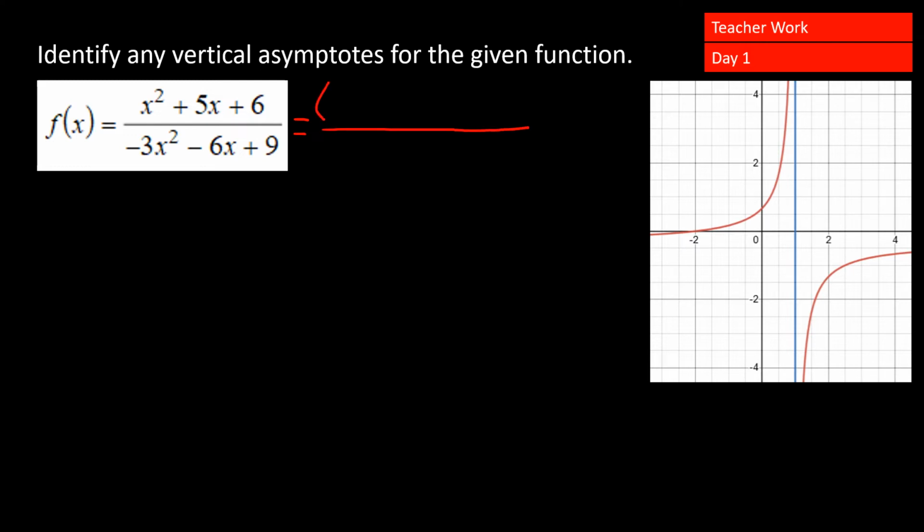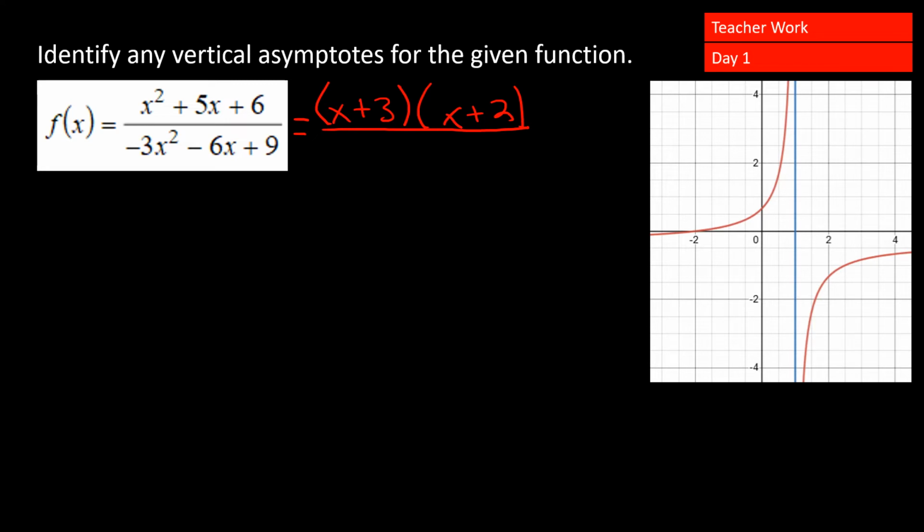In this numerator, in order to get x squared, we're going to have x times x. Two numbers added, they give us 5, but multiplied give us 6. So that would be a plus 3 and a plus 2. 3 plus 2 is 5, 3 times 2 is 6. Here in the denominator, our a value is a negative 3.